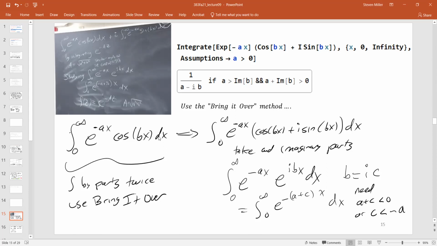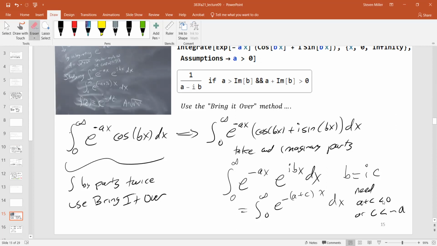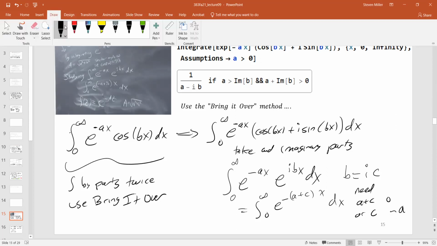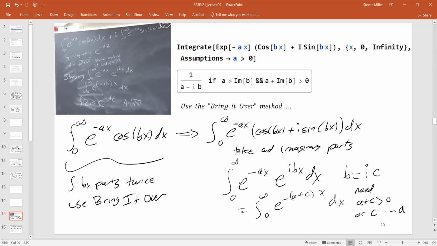Oh, I went the wrong direction, sorry. I had the minus sign out there. Yes, so we would want a plus c to be greater than 0, so we would want c to be greater than minus a, because we've got the minus sign up there. I had forgotten that, and I want the exponent to be negative. As long as I have the exponential of something negative, the integral makes sense, and the answer is essentially going to just be 1 over a plus c. So we can solve it in that special case.